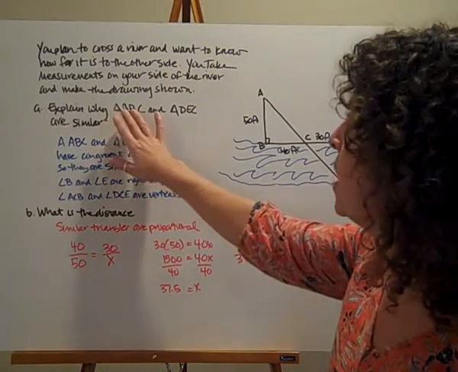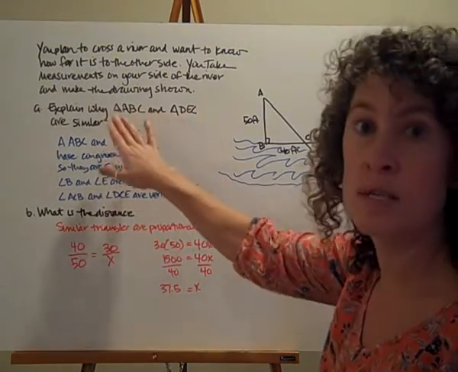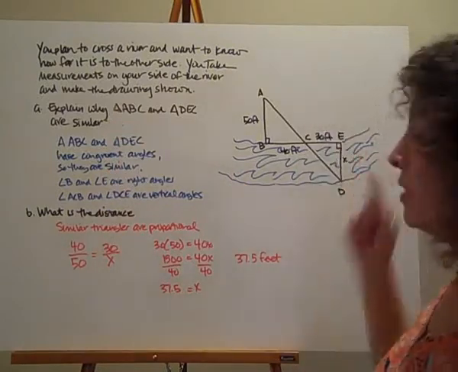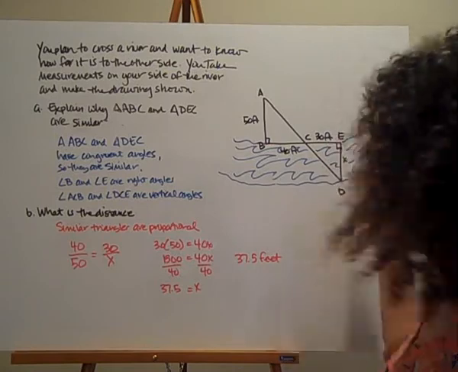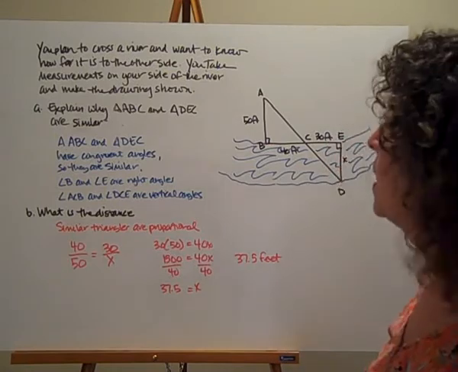All right, so let's explain why triangle ABC and triangle DEC are similar to each other. Because if they're similar, then I can use a proportion to figure out this missing side, which would be super helpful, because it's going to be hard to measure the distance across that if I'm actually standing next to the river.